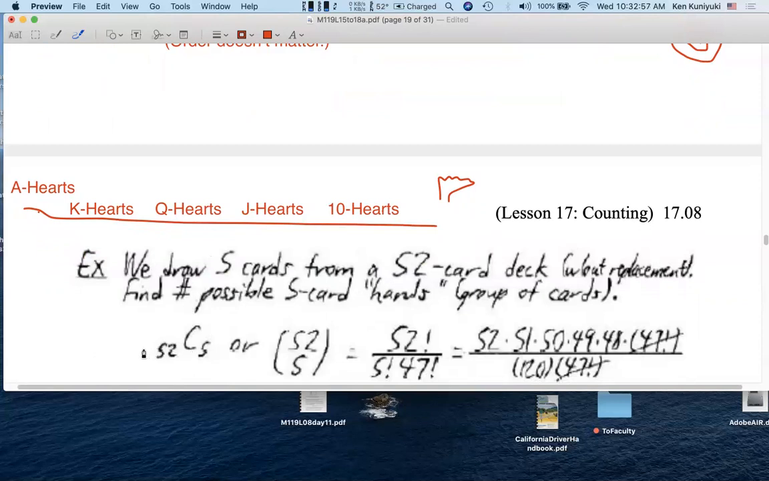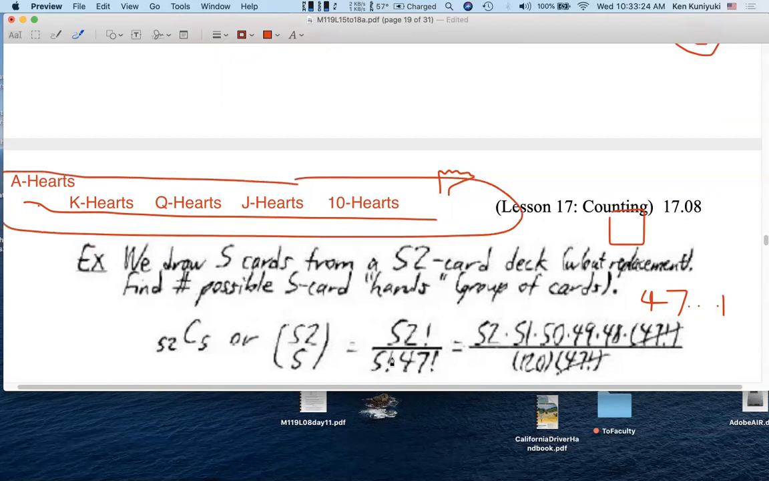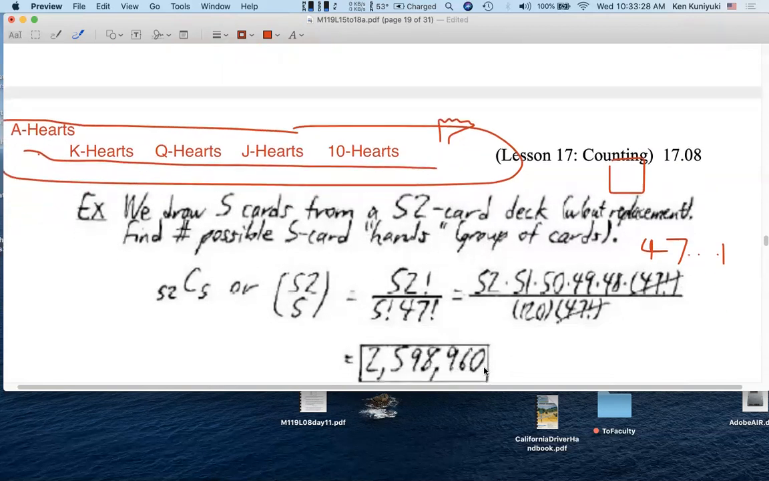Hopefully, you can do this on your calculator, but if you have to work it out, 52 factorial is 52 times 51 times 50 times 49 times 48 times 47 factorial. That covers 47 down to 1. And that cancels out with the 47 factorial in the bottom. Because we don't care about the 47 cards left in the deck. Likewise, we don't care about the 5 cards in your hand. So we also divide by 5 factorial. We get about 2.6 million.